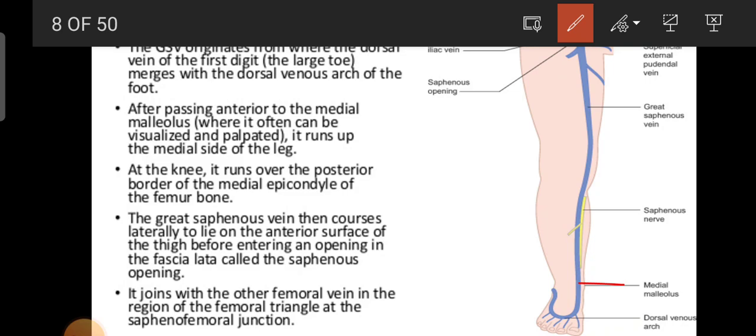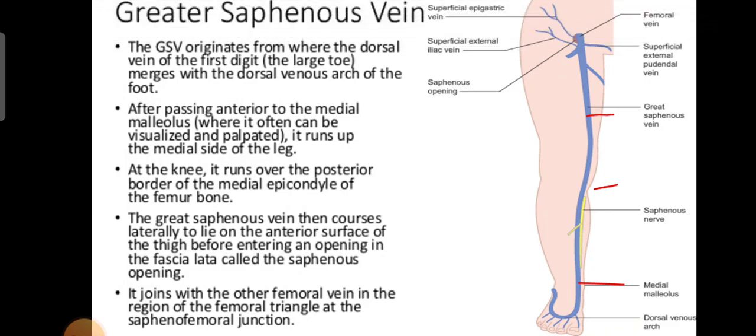Then at the knee, it runs over the posterior border of the medial epicondyle of the femur. Then this great saphenous vein courses laterally to lie on the anterior surface of the thigh before entering into an opening in the fascia lata, that is the saphenous opening. After crossing this saphenous opening, it terminates into the femoral vein.